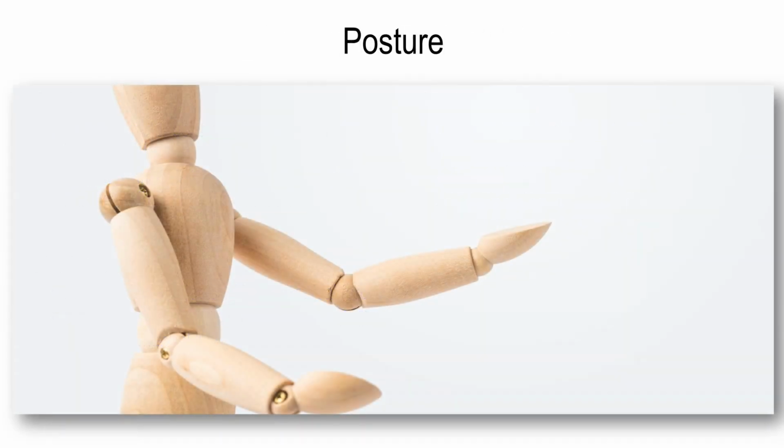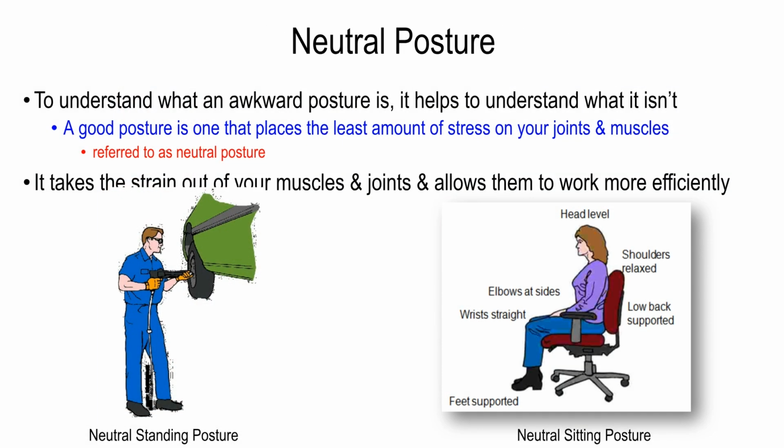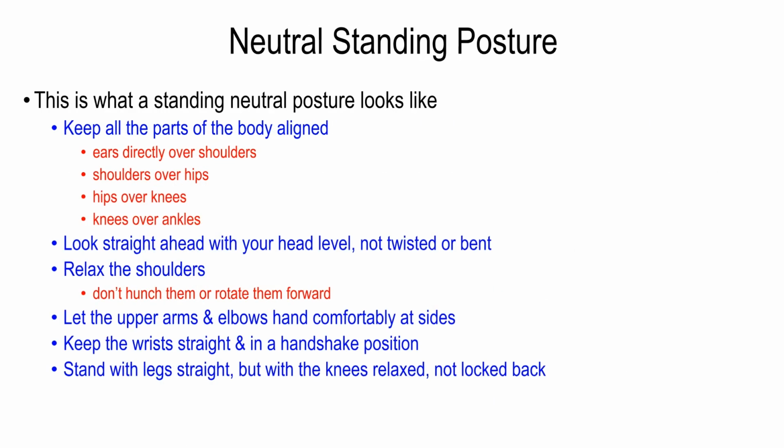Now let's look at the importance of proper posture. A good posture, or neutral posture, places the least amount of stress on joints and muscles, allowing them to work efficiently. Examples include neutral standing and sitting postures. A neutral standing posture requires keeping all parts of the body aligned. This includes ears over shoulders, shoulders over hips, hips over knees, and knees over ankles. Remember to keep your wrists straight.